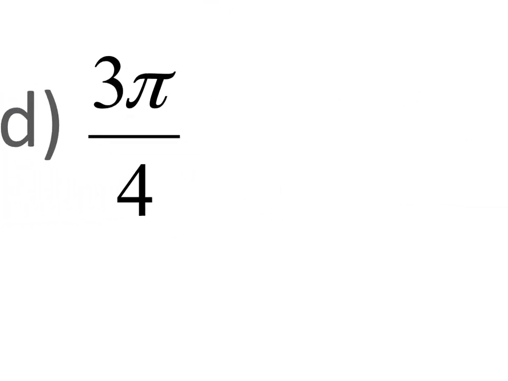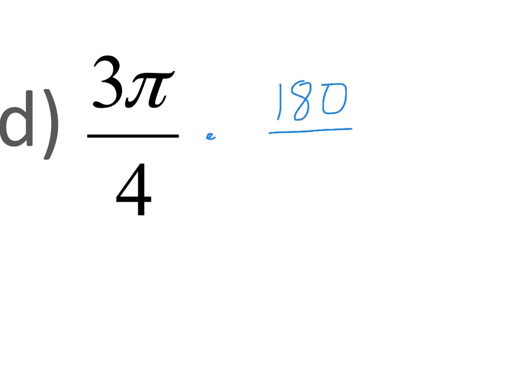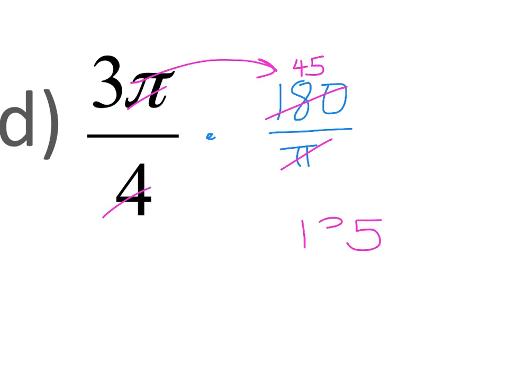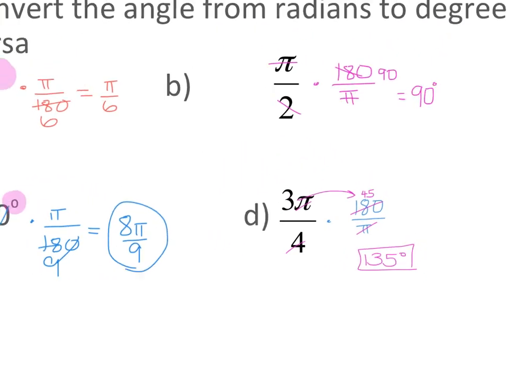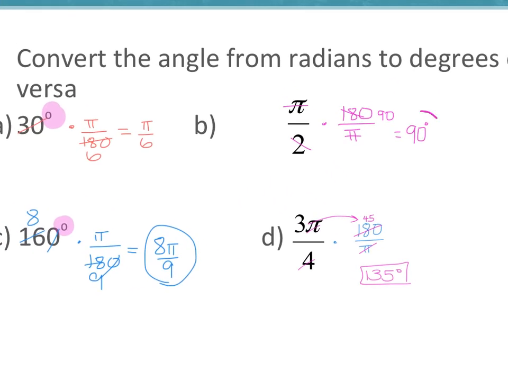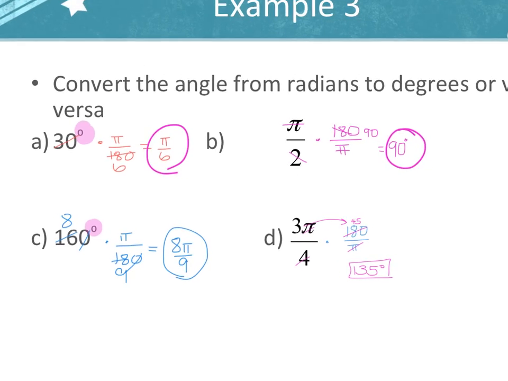Last one on this slide is 3 pi over 4. This is in radians, so if I multiply it times 180 over pi, the pi's are going to cancel. And then 4 goes into 180 45 times, 3 times 45 is 135. And because you want to distinguish the difference between degrees and radians, please make sure that your answers that are degrees have the degree symbol. Those that do not, don't.